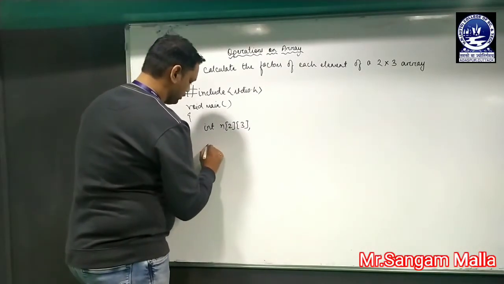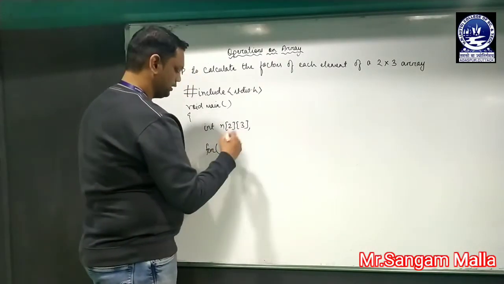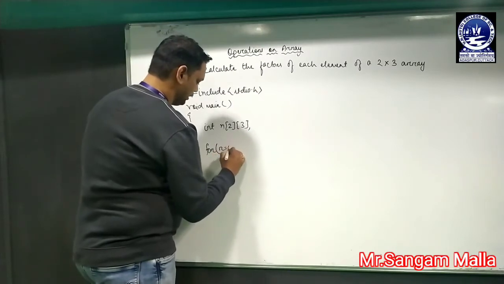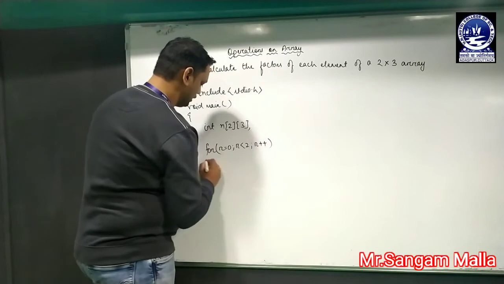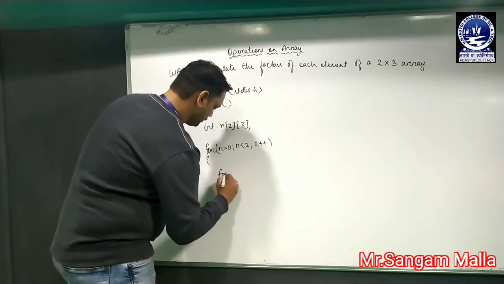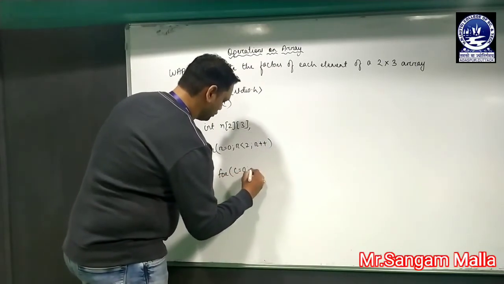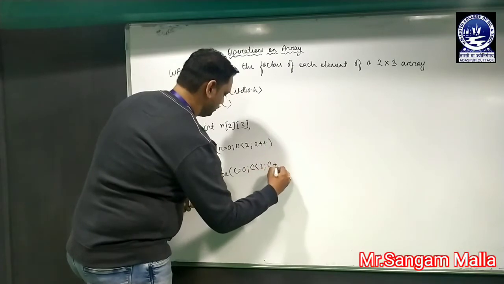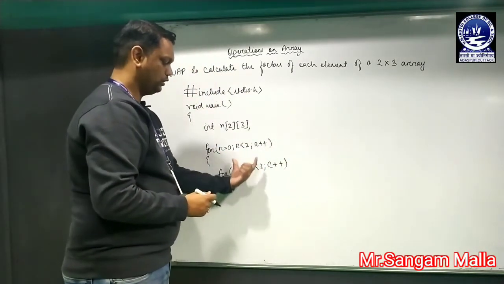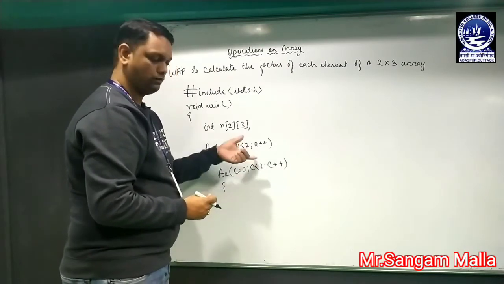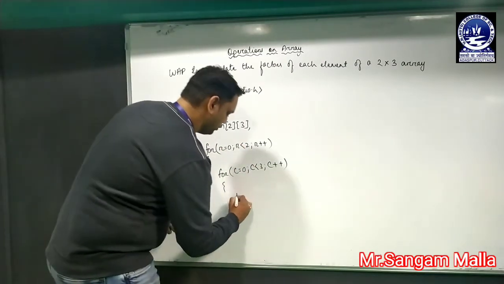So first of all I have to enter the numbers. Let's say I will write r equal to 0, r less than 2, r plus plus. So r stands for row and c stands for column. So c is less than 3, c plus plus. So this is for iterating over the rows and this is for iterating over each column of a row. Then we will be entering the values.